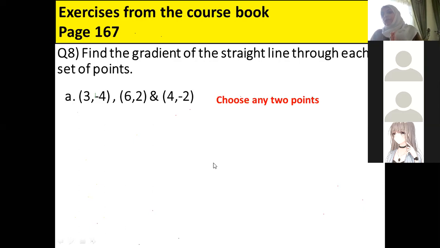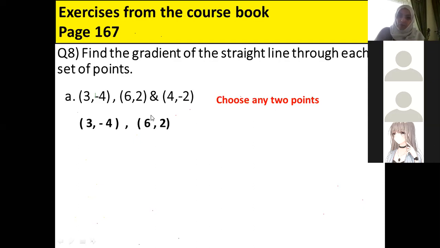Okay, first of all, they gave you 3 points, okay? So you can choose any 2 points. 2 points are enough to find the gradient. Well, I already chose 3 and -4, 6 and 2. The first 2 points. Yahya, can I ask you something? Does it make a difference if I chose other points? If I chose 6 and 2 and 4 and -2, does it make any difference? No, it doesn't. I will have the same gradient. So this is the first point, everybody. If you choose any 2 points on the line, they will give you the same gradient if your steps are right.